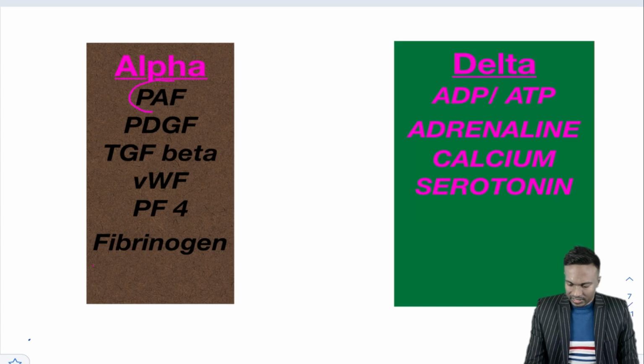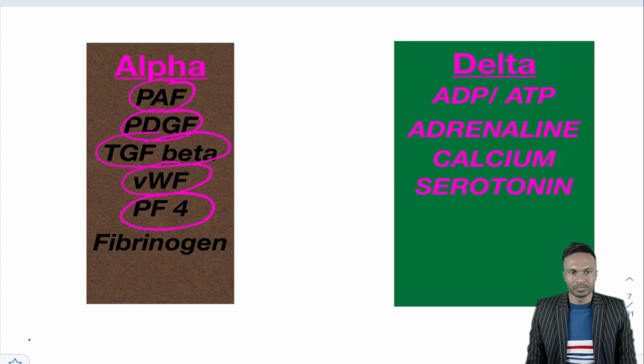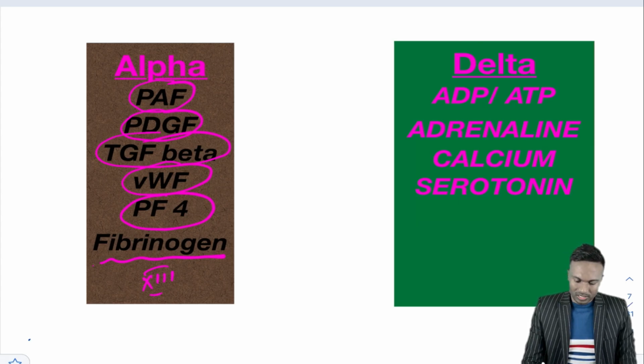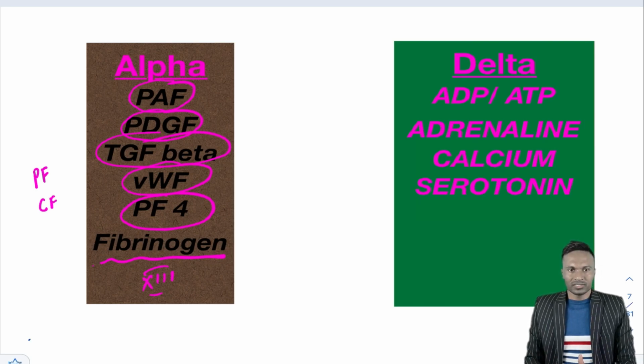You have platelet activation factor, you have platelet derived growth factor, you have transforming growth factor beta, I mean von Willebrand factor and platelet factor 4. You also have a few of the clotting factors like fibrinogen, like factor 13, etc. So you might be seeing here that alpha granules contain platelet factors and clotting factors. All platelet factors and clotting factors, whichever are present in granules of platelets, are contained in alpha granules.